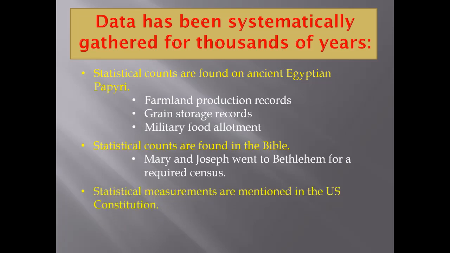Statistical counts are found in the United States Constitution. The United States Constitution requires that every 10 years a census is performed. So in the year 2000, in the year 2010, in 2020, in 2030, census is going to be required. And that's just a count of the people. It's gotten more complex over time.